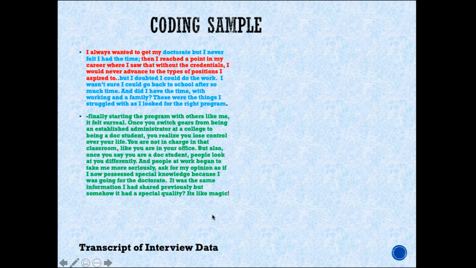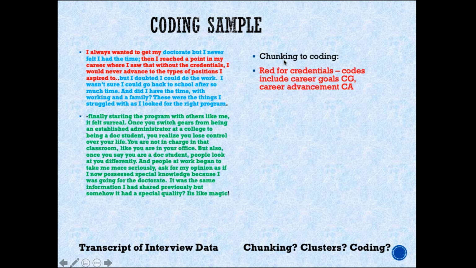So let's give an example, the same example as before: chunking, clusters, and coding. If you remember, when we did chunking, when we say read for credential, what are the codes that can emerge from that? So we have career goals. He talked about, I wanted to get my doctorate. Then, I reached a point in my career where I saw that without a credential... Second, career advancement. So he says here, I would never advance, advancement to the type of position. So this credential has two codes: career goal and career advancement.